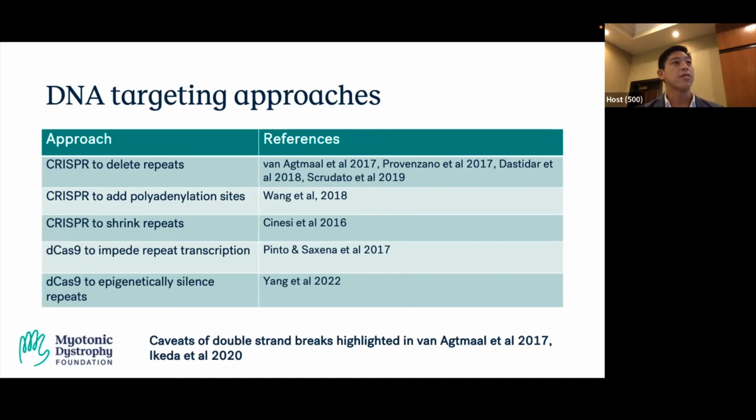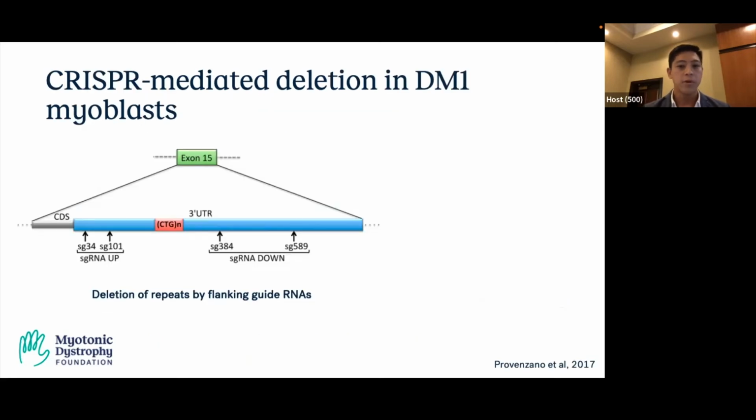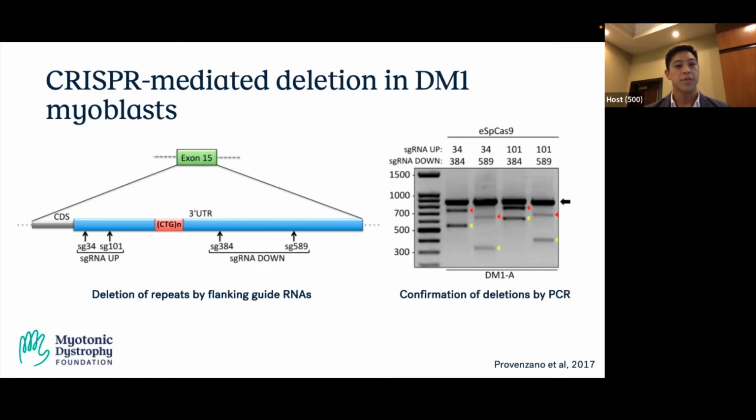There are caveats that have been highlighted as well, which include the consequences of making double-strand breaks in the genome. There can be uncontrolled loss of genomic regions. There can be other undesirable things that happen, but a lot of attention is being put in this area. An example from a relatively recent publication uses Cas9 with guide RNAs that flank the repeats to try to delete that repeat region in DMPK.